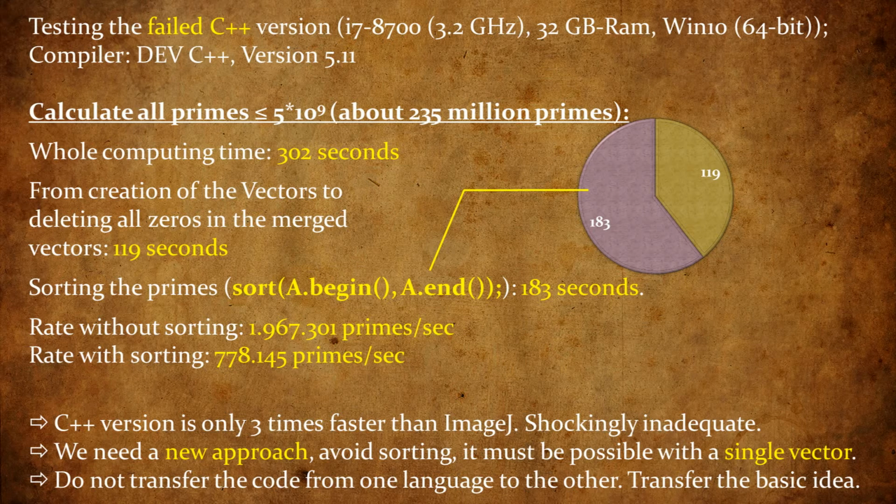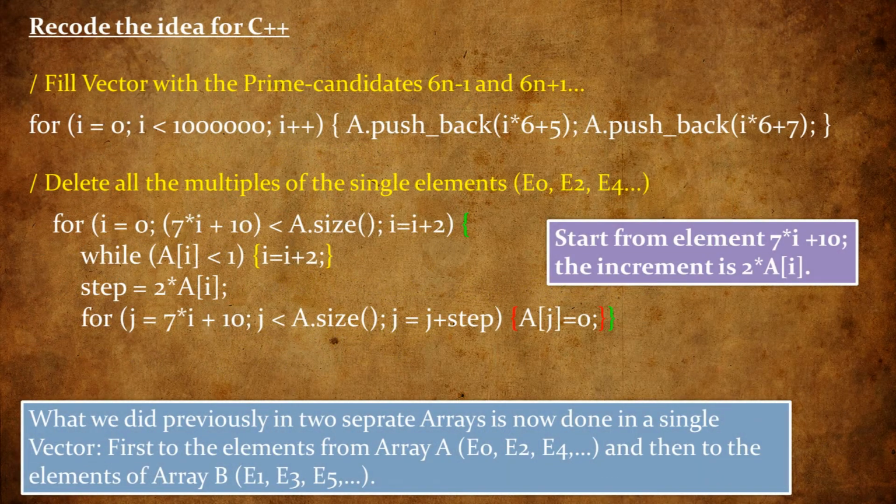We will not just translate the code from one language to another, we will transfer the basic idea. And now we have to recode the idea for C++. We fill a single vector with prime candidates. Then we delete all the multiples of the single even elements E0, E2, E4. We start from element 7i + 10, and we use in this case 2 times A(i) as increment.